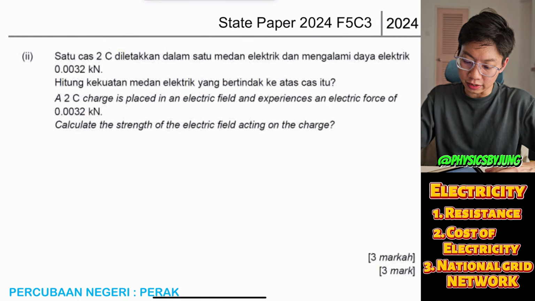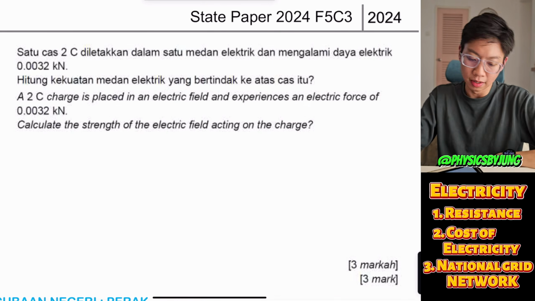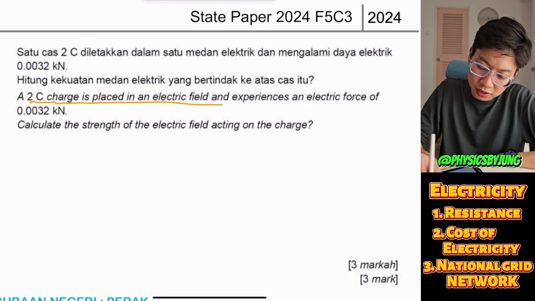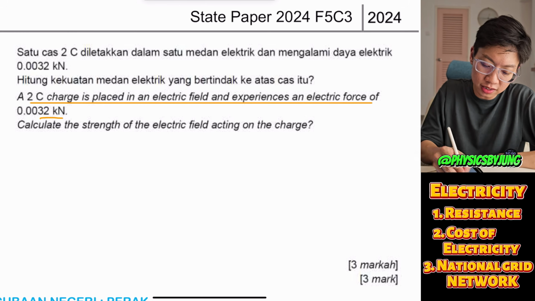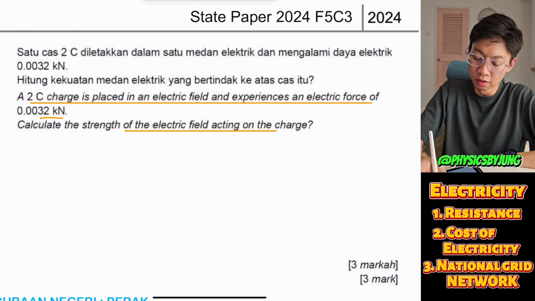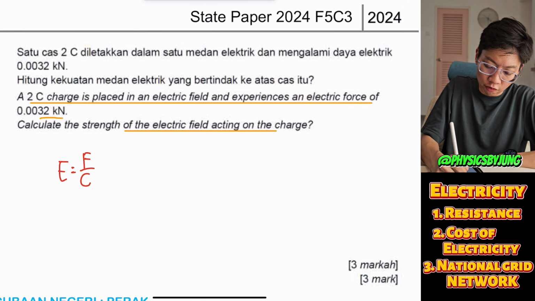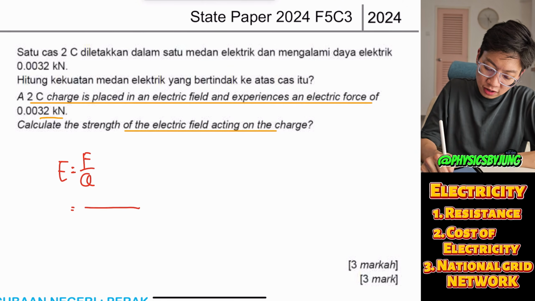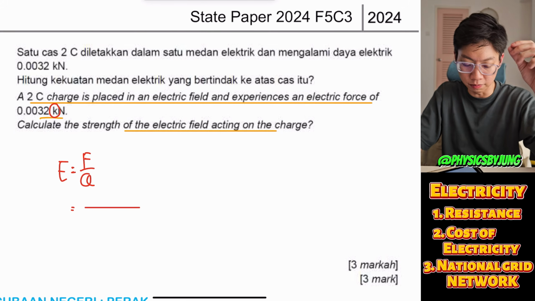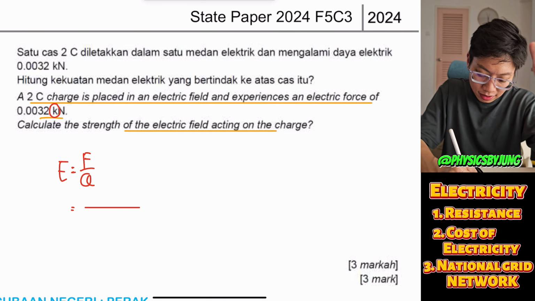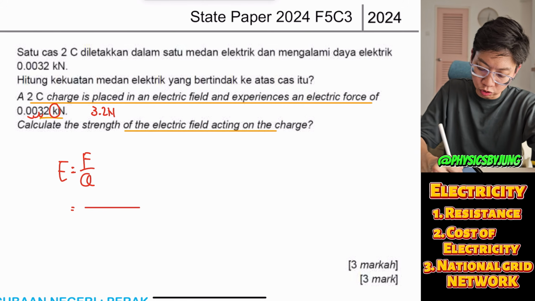If you see this sample question, they say a 2-coulomb charge is placed in an electric field, experiences an electric force, calculate the strength of the electric field. So what you're going to do is very simple. E is equals to F over Q, correct? Your force now is in kilonewton, so if I times 1000, this is actually 3.2 Newton.